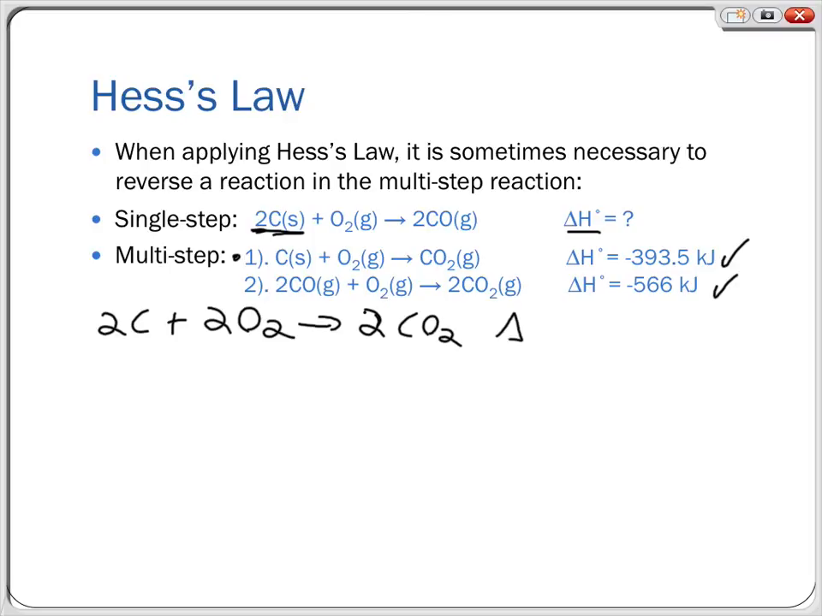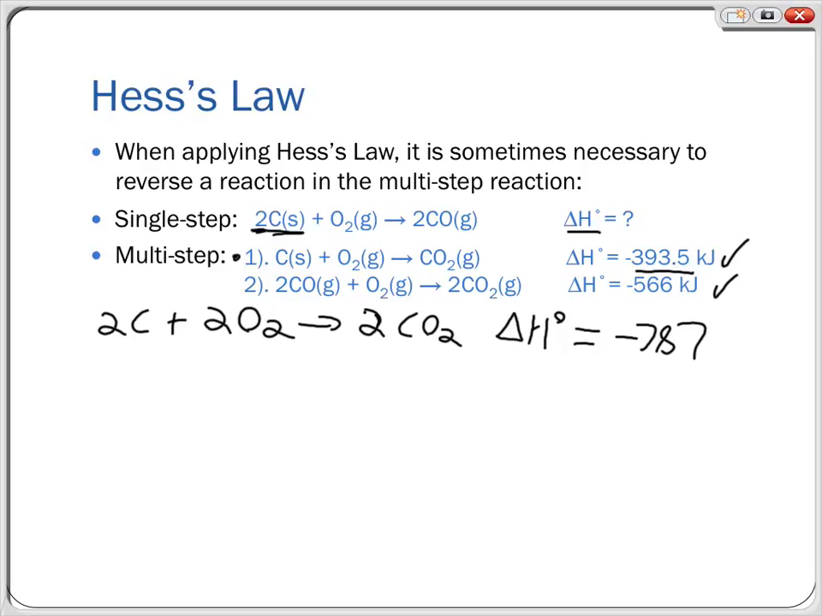Now that of course changes what our delta H naught is. Originally it was negative 393.5, but in this case, since we're going to multiply it by 2, it's going to turn into negative 787, because that's 393.5 times 2. All right, so we have our first one here. Now let's look at what we want to get rid of.